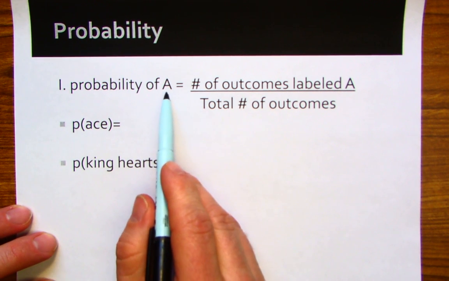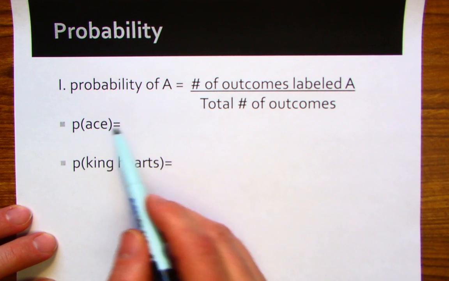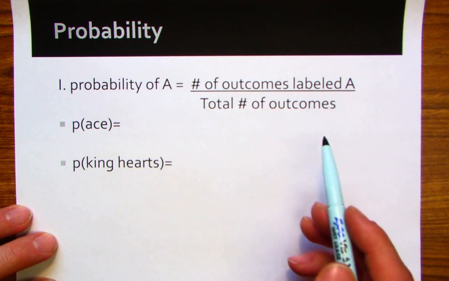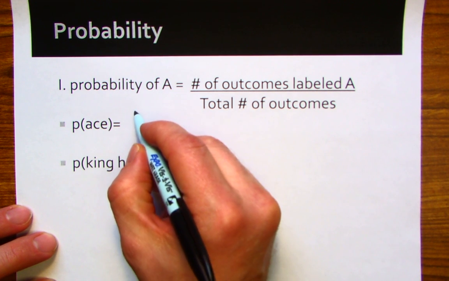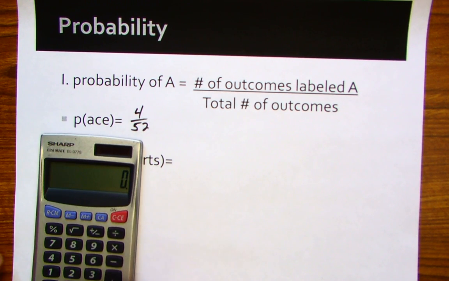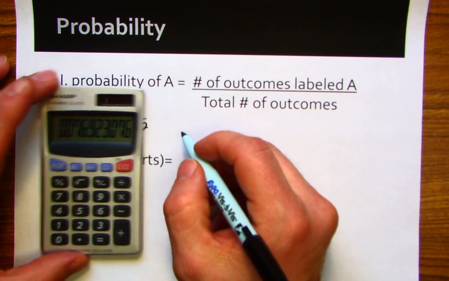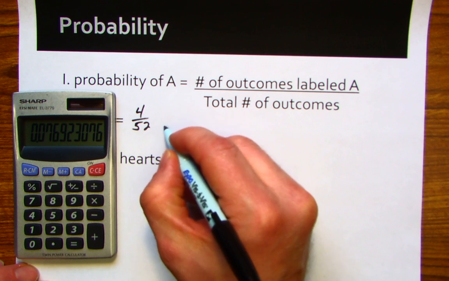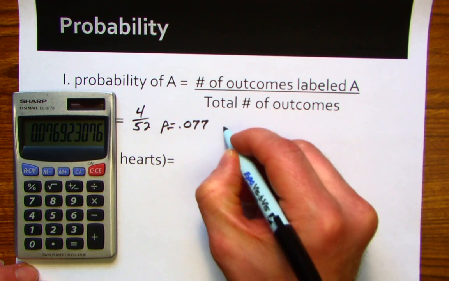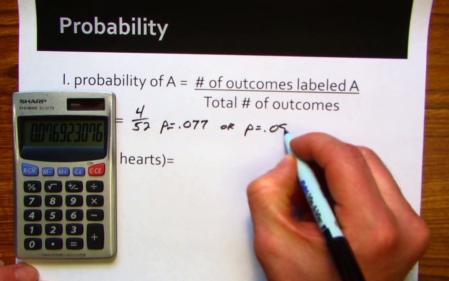What's the probability of an ace? Number of outcomes labeled ace. We've got 4 of those in a deck of cards, divided by the total number of outcomes, and we're assuming that we're taking the jokers out of the deck. So that's 52. So 4 divided by 52, if we want to get that in decimal form, the probability equals 0.077, or if we want to round to 2 decimal places, 0.08. Okay.